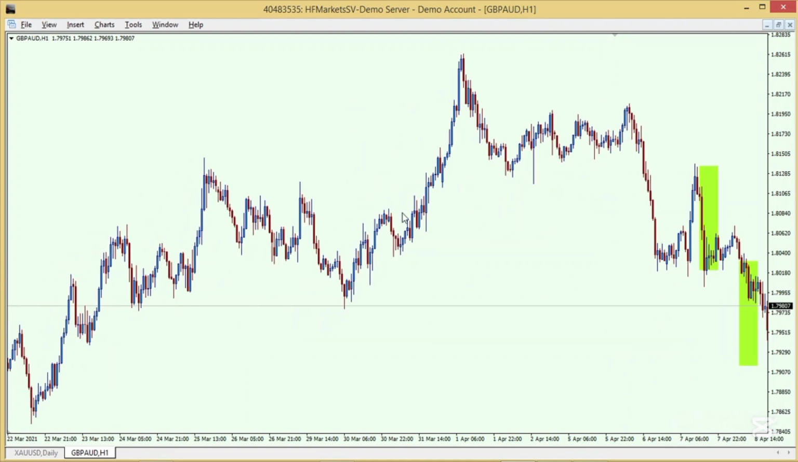But move forward again. I have an inverted head and shoulders here: shoulder, head, shoulder. And we broke out. Tested again. This bullish candle here, we went up and tested back.